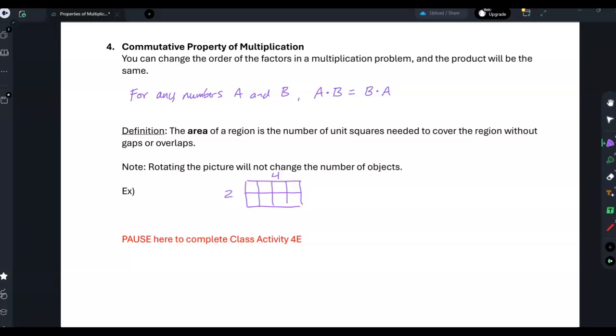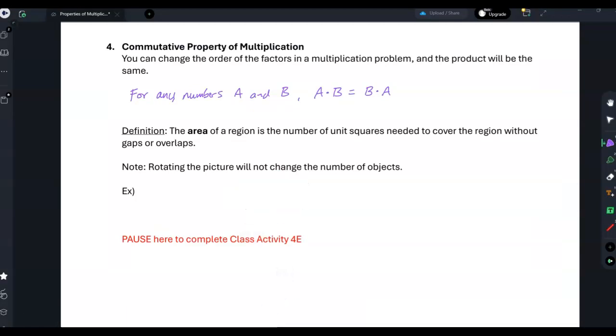The nice thing is, if I rotate this, and if you've got this written on a sheet of paper right now, you can actually rotate your paper to do that. If I rotate this, the area didn't change, right? But if I rotate it, all of a sudden, now it looks different, right? But the area is the same. And actually, this would be 4 times 2, right? So this demonstrates the commutative property really well.